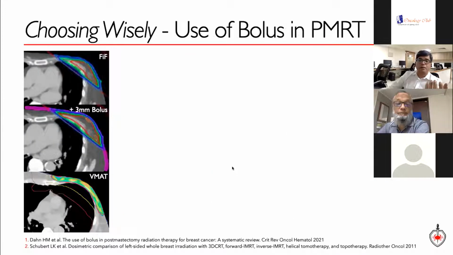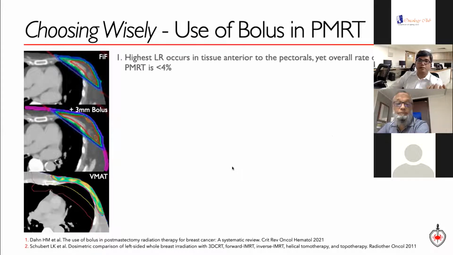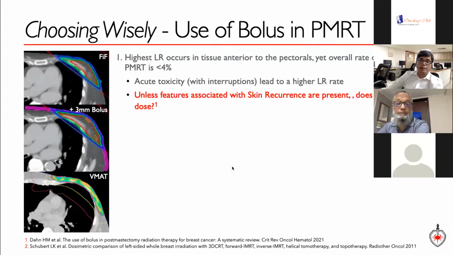And why do I say choosing wisely? With the use of bolus in post-mastectomy radiotherapy, it is because the overall local recurrence rate after most post-mastectomy radiotherapy in the tissue anterior to the pectorals is highest there, and yet the toxicities there actually lead to a higher local recurrence rate compared to the intrinsic probability of a local recurrence on its own based on biology. And unless features associated with skin recurrences are present, skin actually doesn't need a full dose.